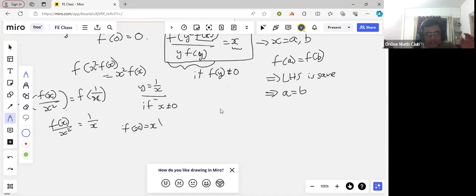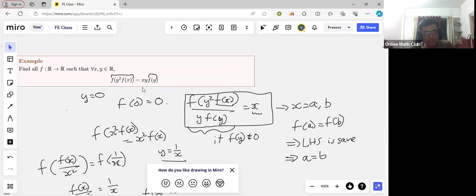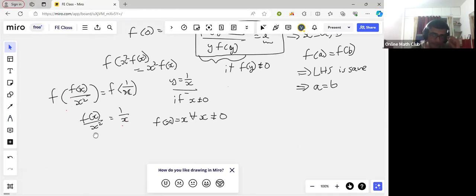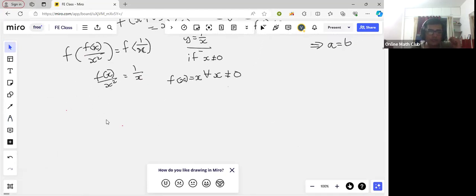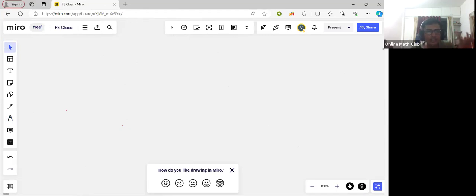We proved injectivity, and then to somehow use injectivity, we substituted y is equal to 1 by x. Because when we do that, we can get f of something equal to f of something, which is where injectivity is used. So in this way, we can get that f of x equal to x consequently. So this is the general idea of one common way of proving injectivity. So now let's do another problem.